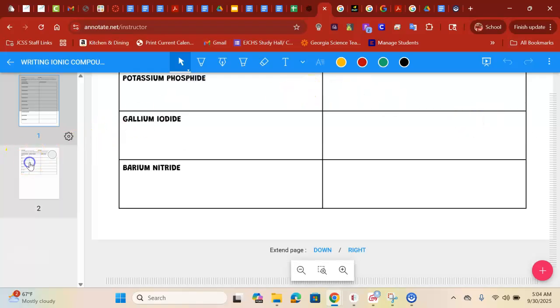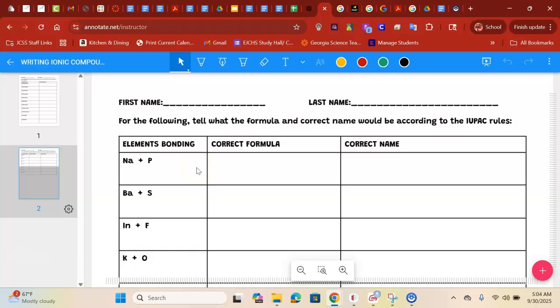So we have been doing some writing formulas and names. And so I'm going to do the first one. This is on page 2 or on the back of your worksheet. And so I'm going to do this first one with you guys. And so I want you to do that along. So flip to the back just so we can talk about the things that we have been doing.